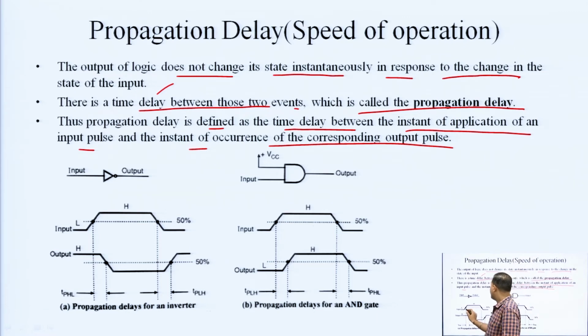So, this transition from low to high and from high to low has some propagation delays. This is called TPLH, from low to high, and this is from high to low. Again, this is from high to low and this is from low to high. So, this is called TPLH and this is called TPHL, right. This is for the inverter, and it is the same for an AND gate. Okay.